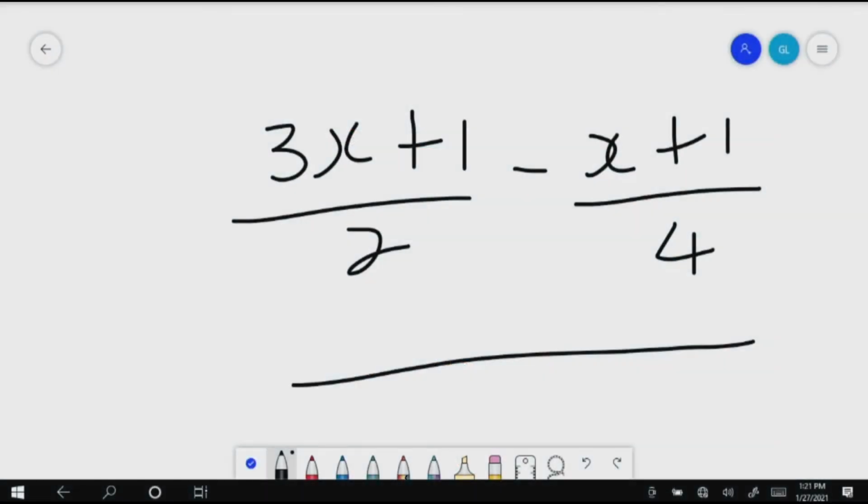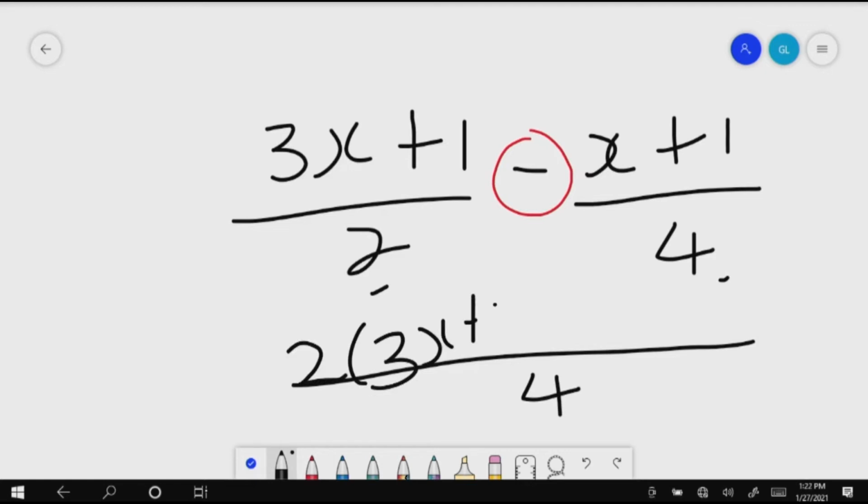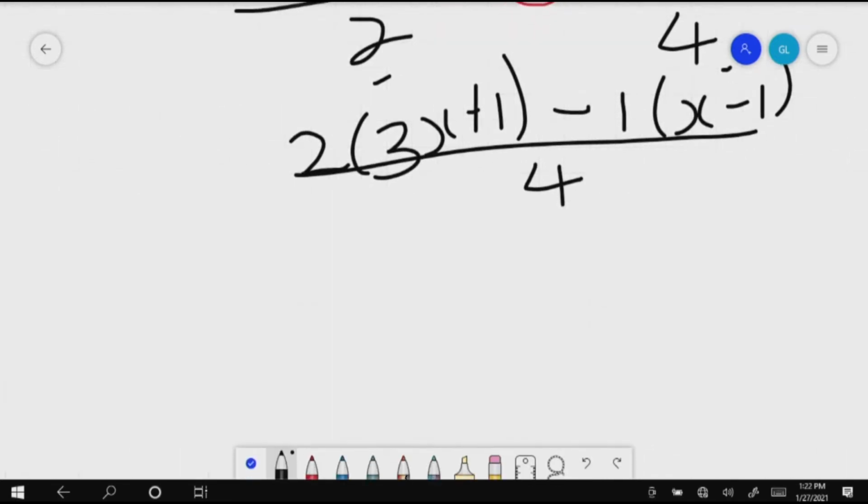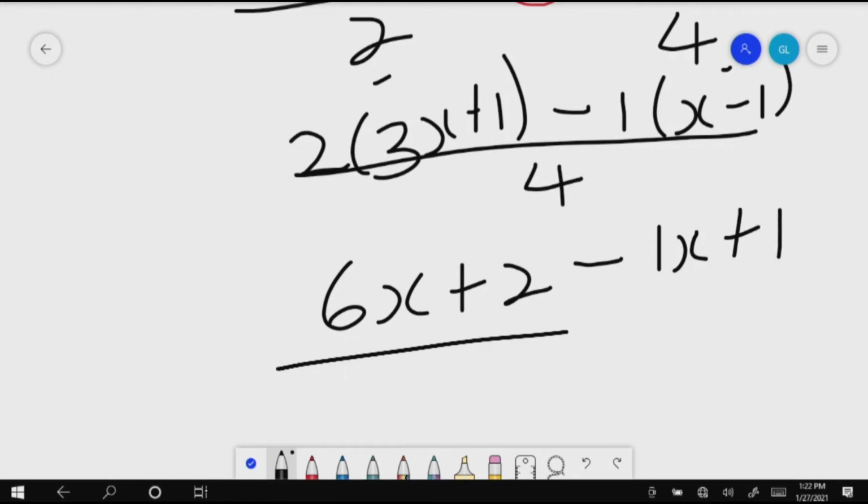Algebraic fractions. Whenever we have a subtraction or an addition between fractions, we need to find the LCM. In this case, the LCM of 2 and 4 is 4. 4 divided by 2 gives 2, times the numerator of that fraction, minus 4 divided by 4, which is 1, times the numerator of that fraction.